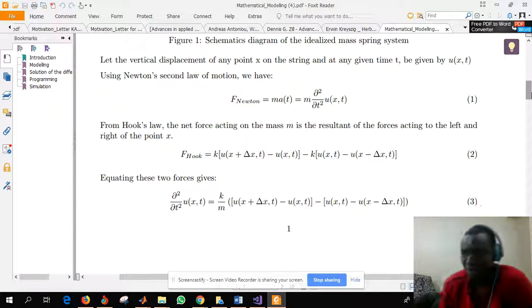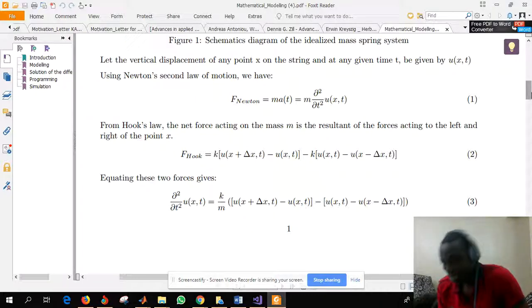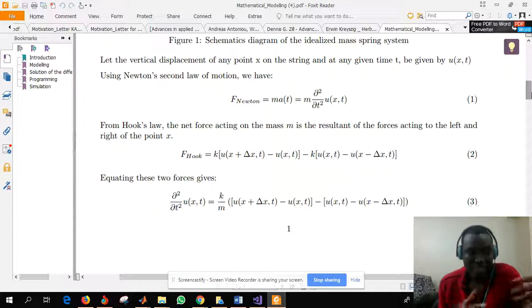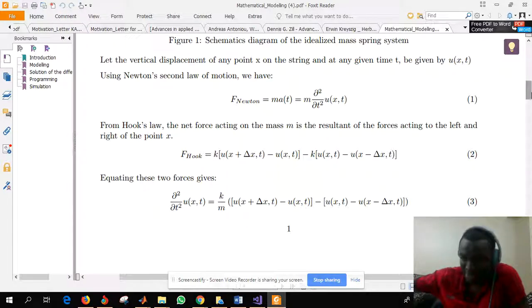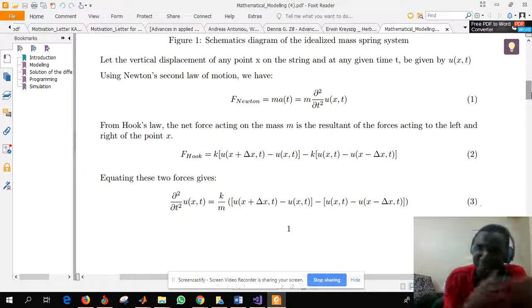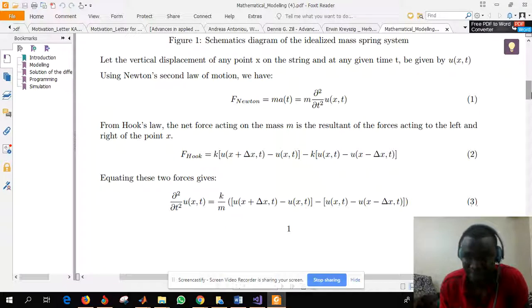Then for Hooke's law, we are considering the mass at point x. Then we have a mass at point x plus delta x. We have another mass at x minus delta x. Now, the mass at x plus delta x pulls on the mass at x towards itself, in its own direction, whereas the one behind pulls it backward, depending on their displacement from the equilibrium position.